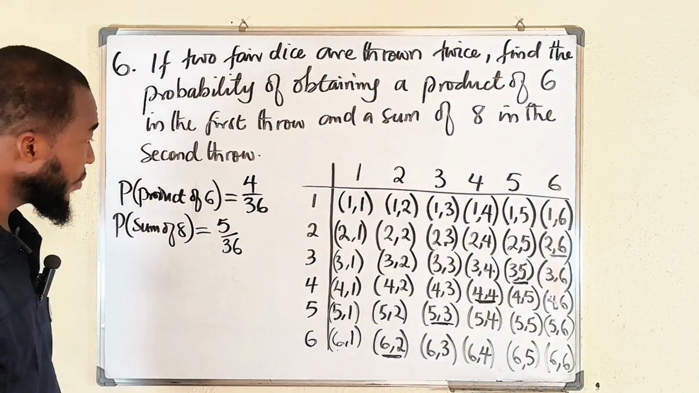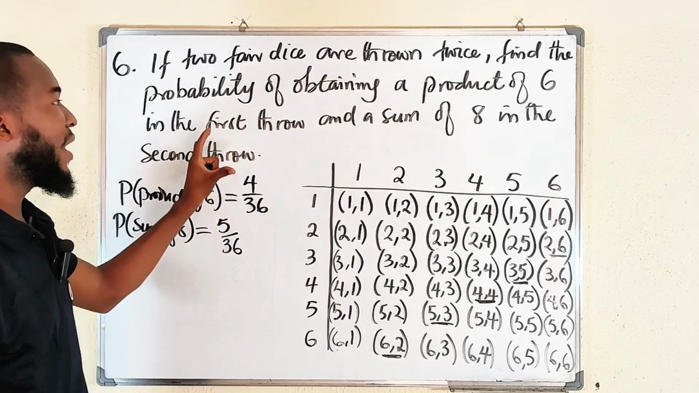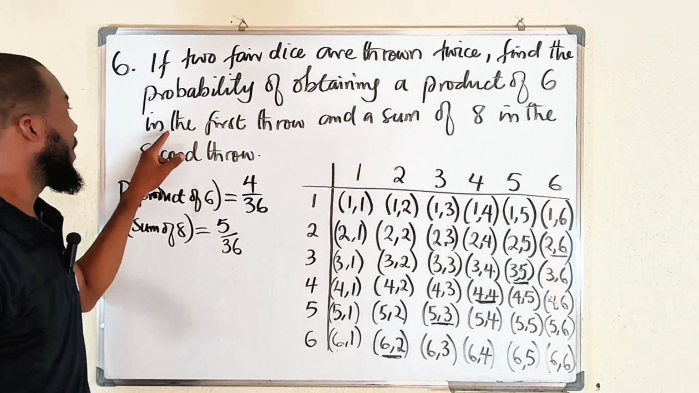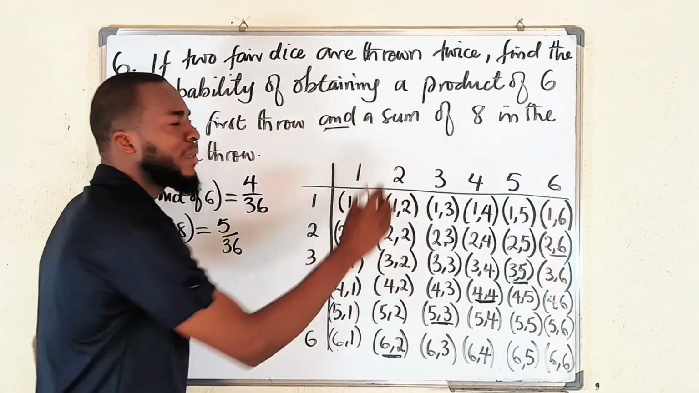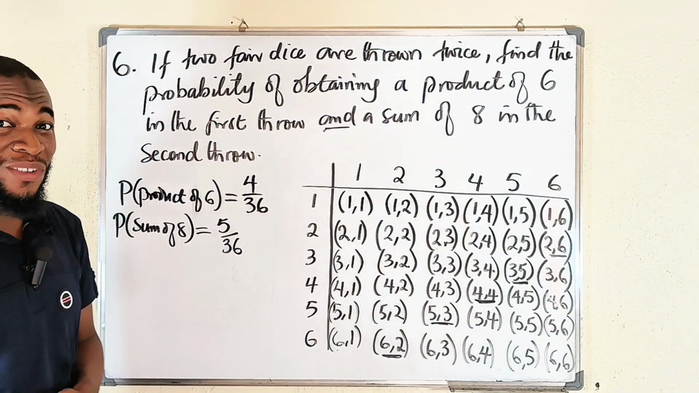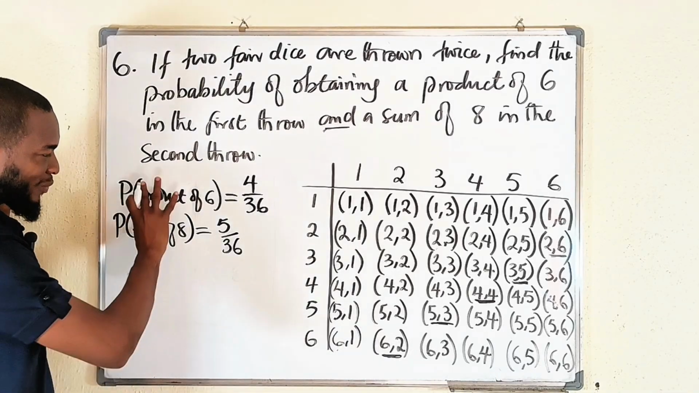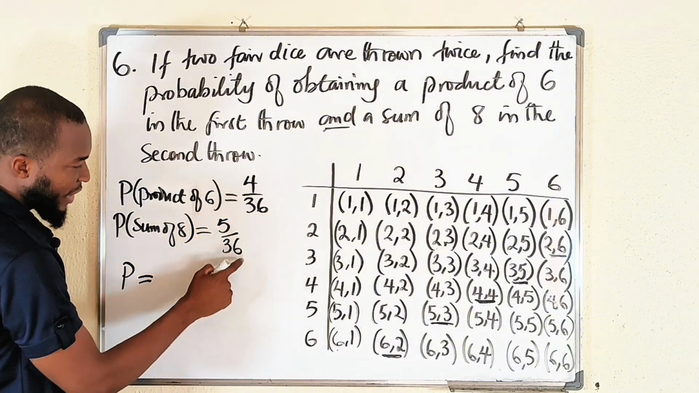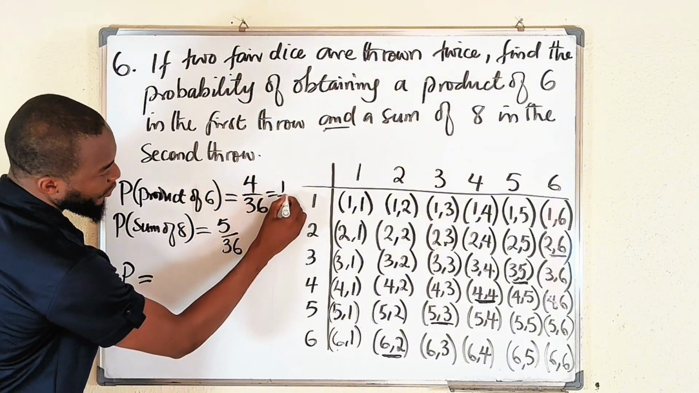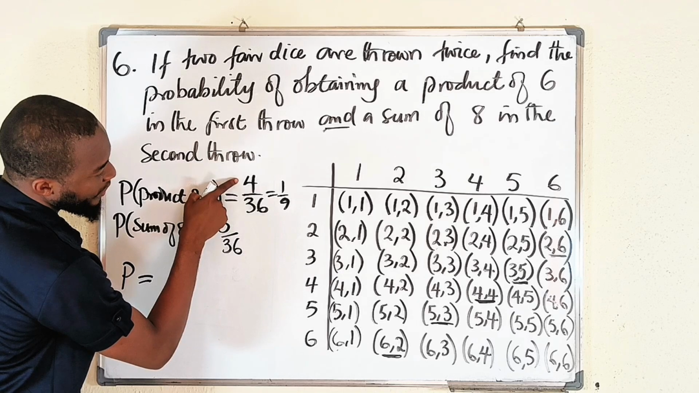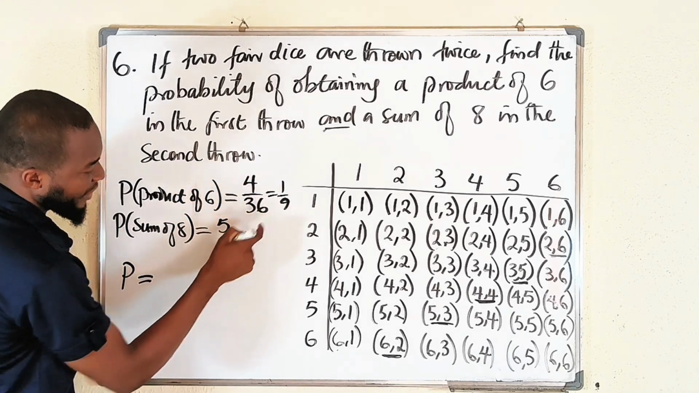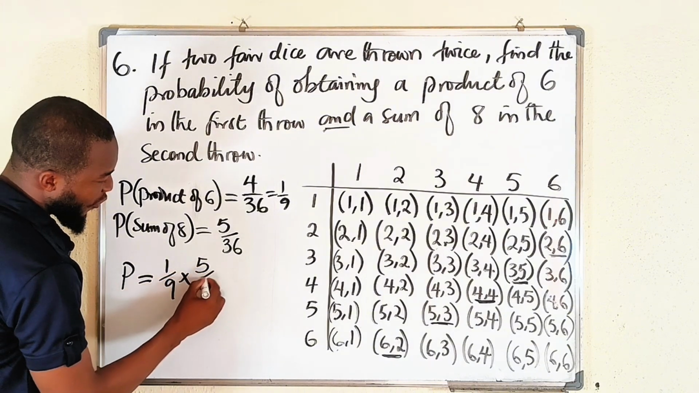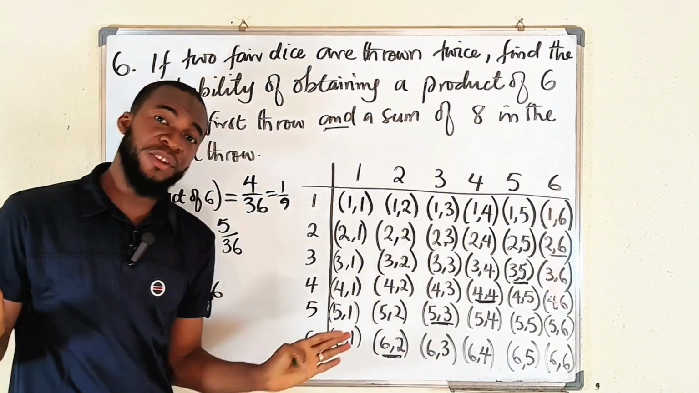But remember, it stated that we should find the probability of getting a product of 6 in the first row and a sum of 8 in the second row, meaning we should multiply the two probabilities together. So the general probability will be equal to this times this. But this, to the simplest form, is 1 over 9, right? Because 4 can divide 4 one time and 4 can divide 36 9 times. So we have 1 over 9 multiplied by 5 over 36. And this will give us the general probability.